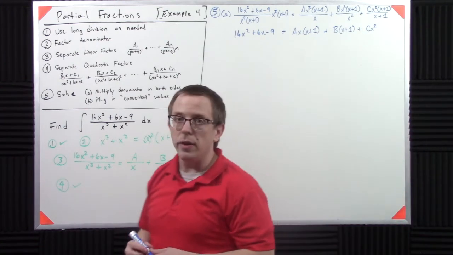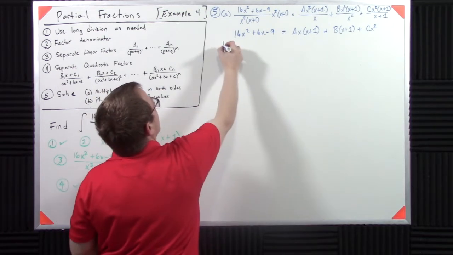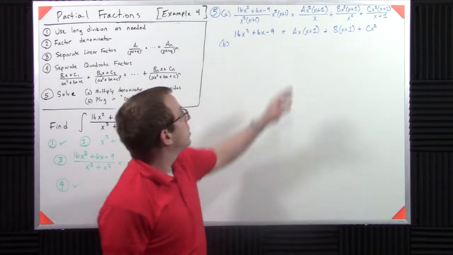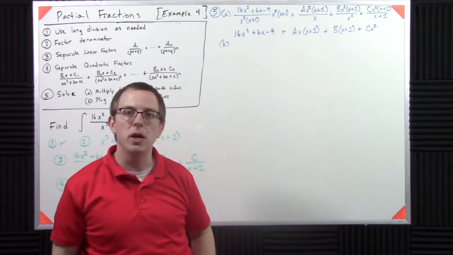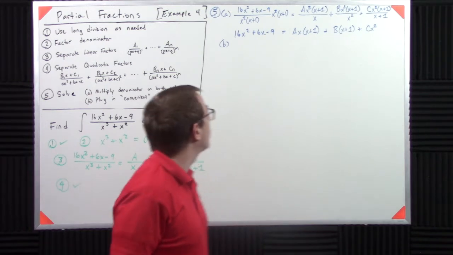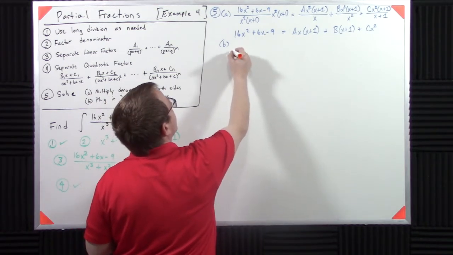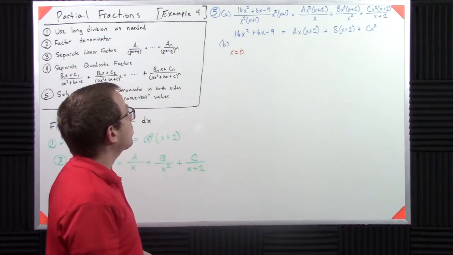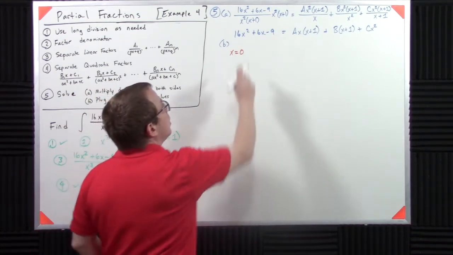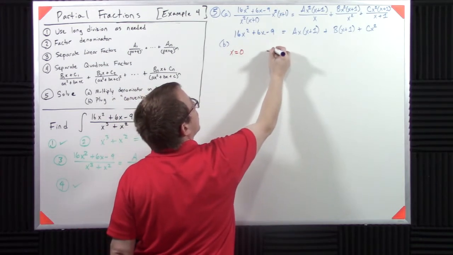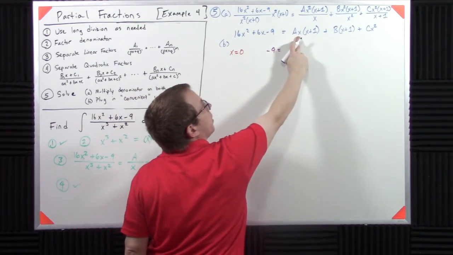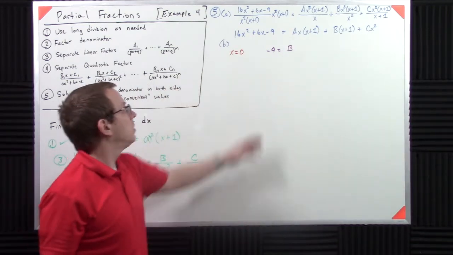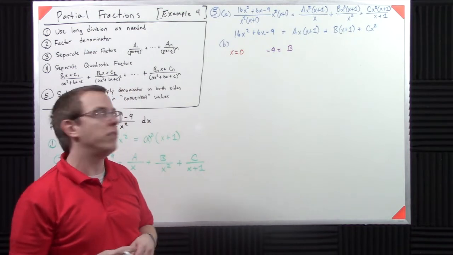Okay, now I've done that piece, I need to do part B. I need to pick convenient values. One of the convenient values, since I have an x there, is I can just pick x equals 0. When x is 0, I get 0, 0, negative 9. And then this term disappears. This is b. And that term disappears. Well, that's easy, right? So b is negative 9.